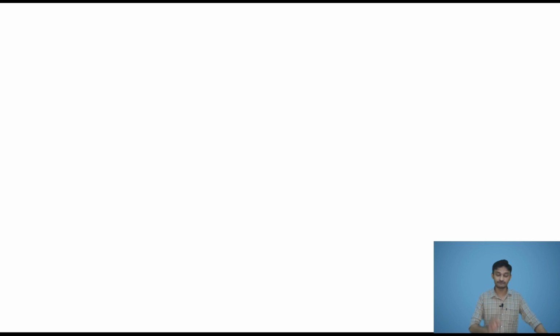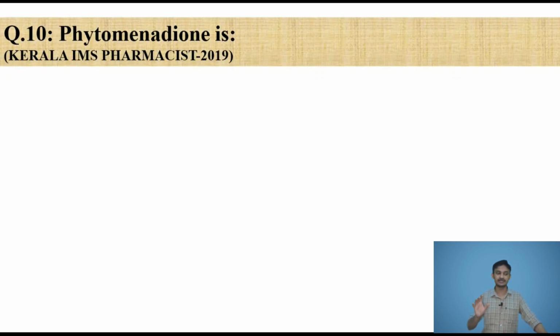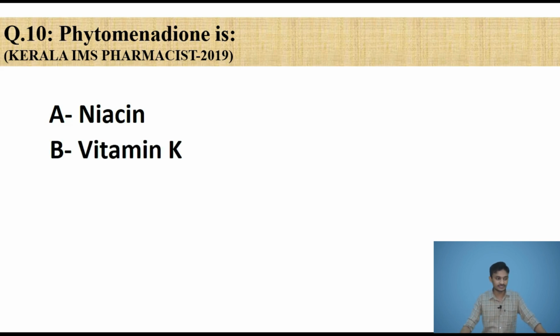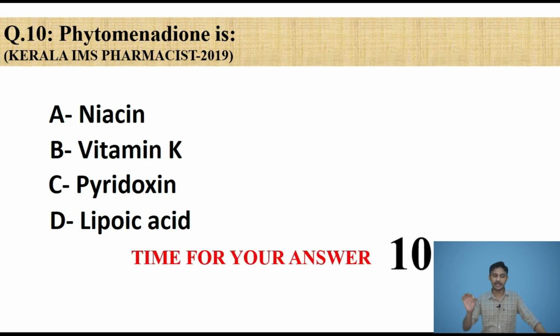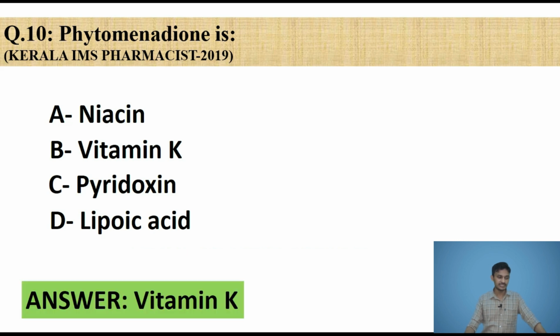Now we are moving to the last question of this video, question number 10. Phytomenadione is. What is phytomenadione? This was a question for Kerala Pharmacist in 2019. Options are A, niacin, B, vitamin K, C, pyridoxine, D, lipoic acid. You can write your answer. The correct answer is option B, vitamin K. Vitamin K is phytomenadione.